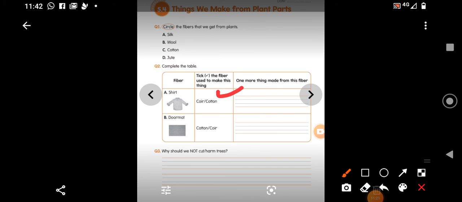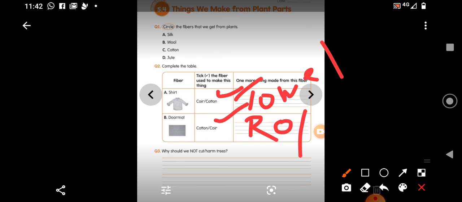And one more thing made from this fiber. Shirt is already there. So can we write towel? So everybody can know the towel spelling nicely. Very good. Now doormat. Sometimes it is even made of cotton, but generally the mat shown here is coir. So coir can be used for making ropes, children, for tying different things. No, they'll use the coir.